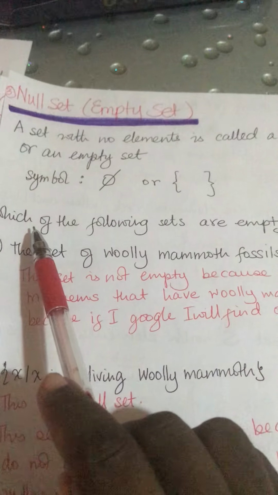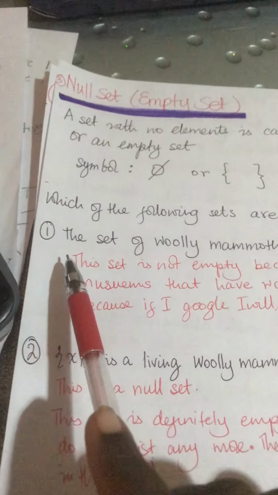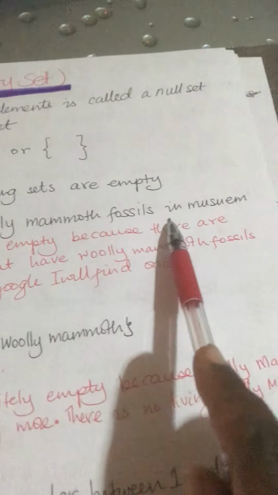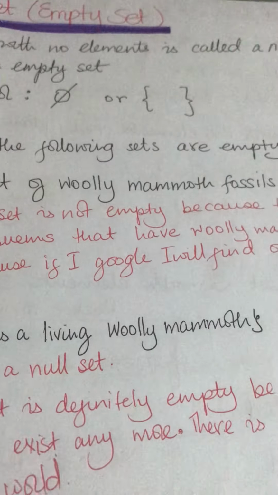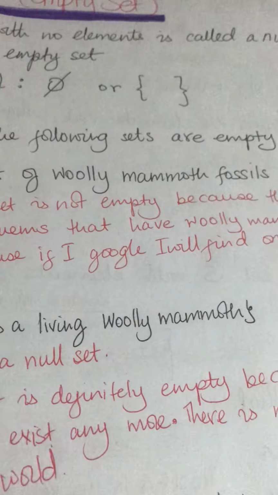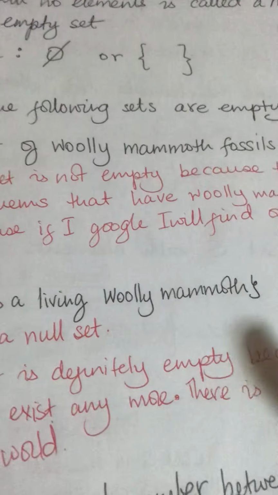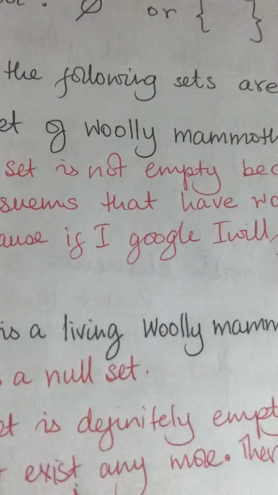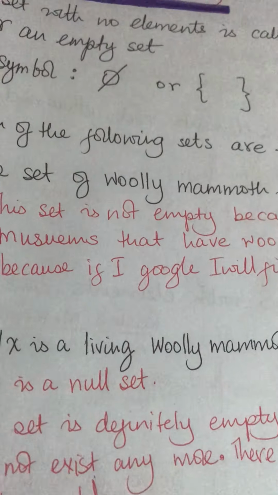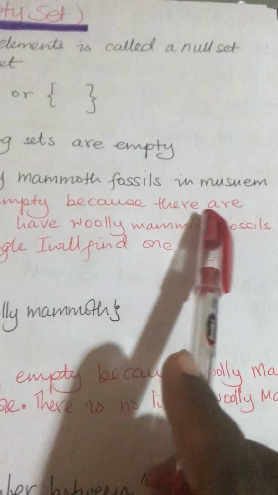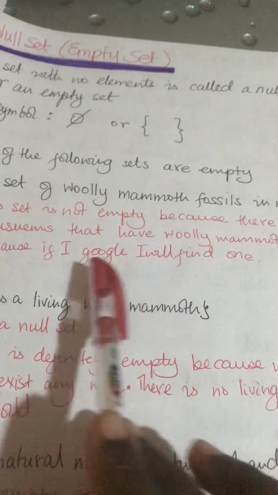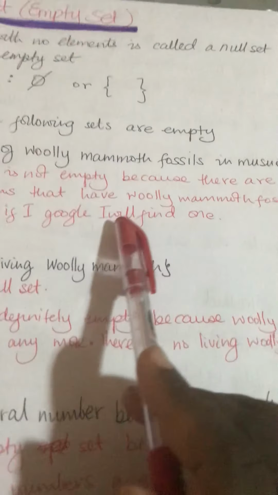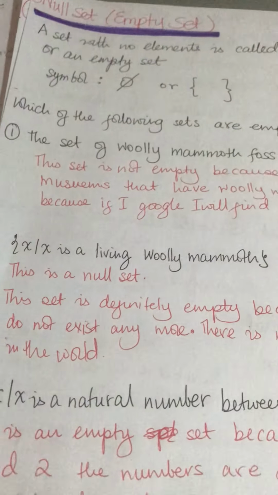So let's look at different scenarios to see which sets are empty. The set of woolly mammoth fossils in a museum. This is not empty. Why? If I Google, I will find a museum that has a woolly mammoth fossil. Okay, because woolly mammoth fossils existed at some point and some museum is holding them. So the set is not empty because there are museums that have woolly mammoth fossils. And I said how I know, because if I Google, I will find a museum that has one.